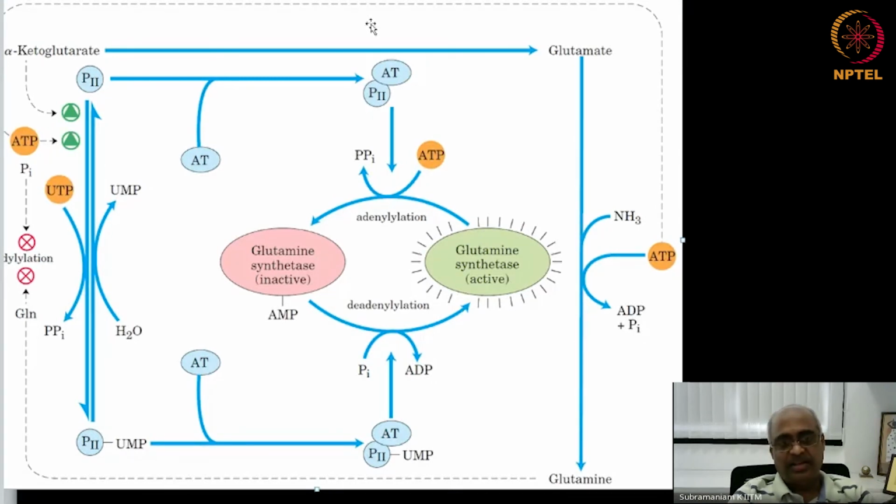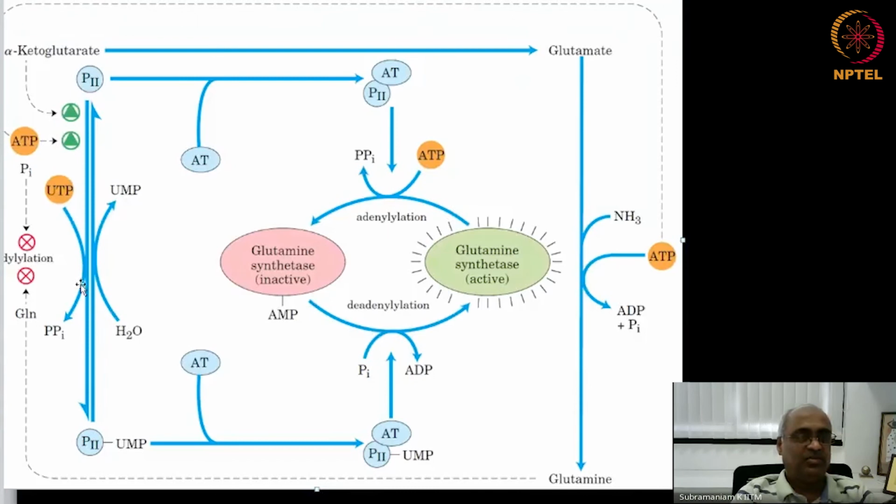So adenyl transferase is the one that covalently modifies our main enzyme, glutamine synthetase. If it is without the adenyl group, it's active, and if it is with it, it is inactive. And this is done by an enzyme which can do both the reactions depending on what form of another protein associates with it, and that protein is P2. Now let us look at how P2 is regulated.